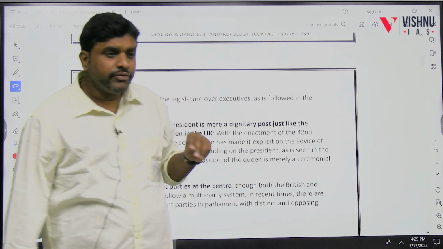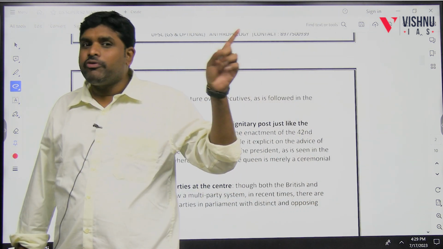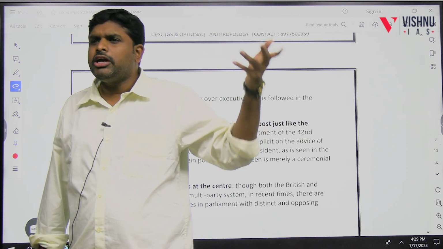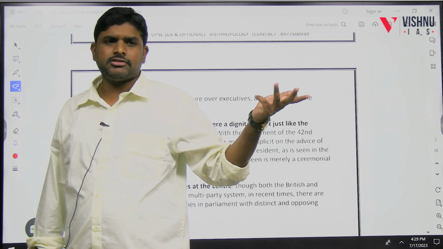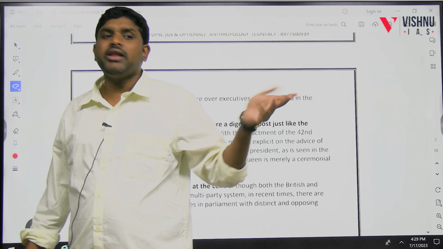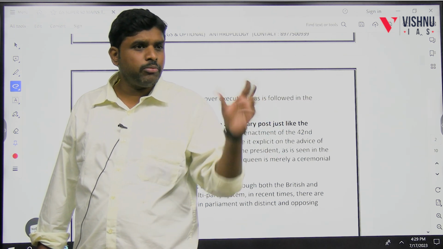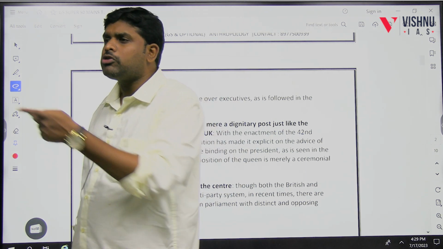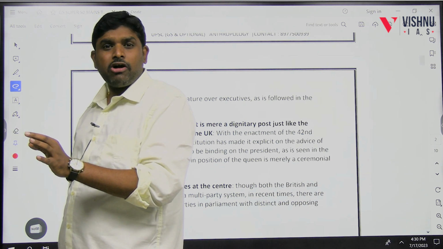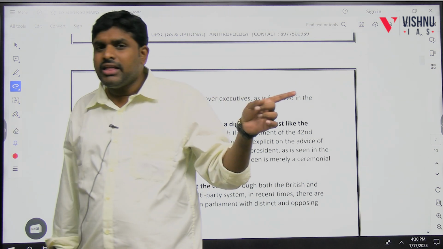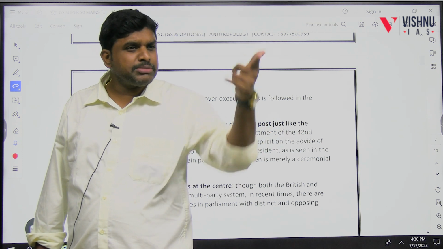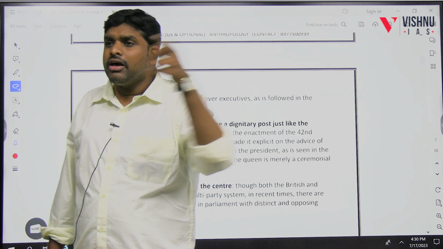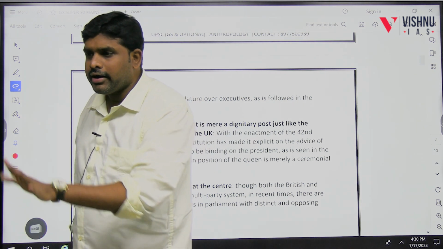Third difference: Parliament is sovereign in the UK. What did they say? Parliament has all the powers except to make a man a woman and a woman a man. All the powers they have, meaning a sovereign body. But the Indian Parliament is not sovereign. What is sovereign in India? The Constitution is sovereign. The Parliament cannot make all the laws in India, but there the Parliament can make all the laws. So Parliament in the UK is more sovereign when compared to the Parliament in India.